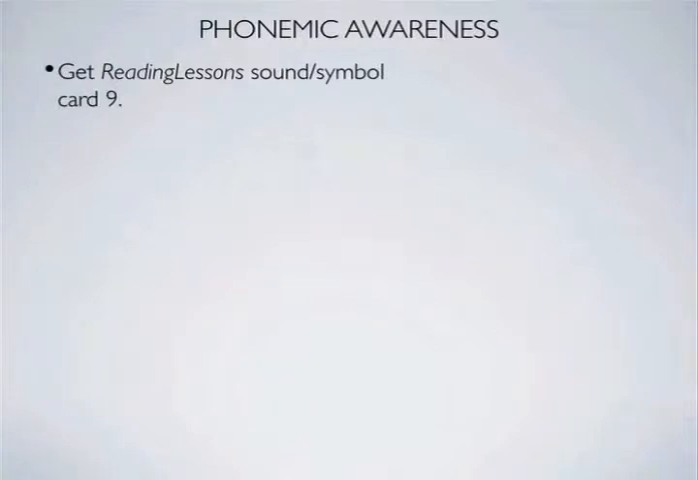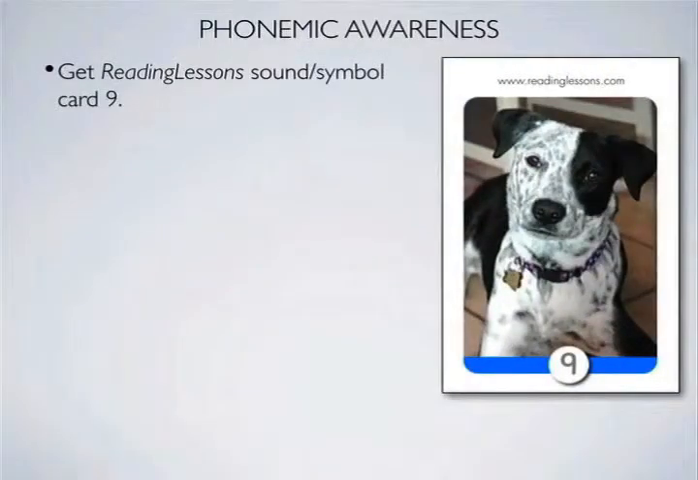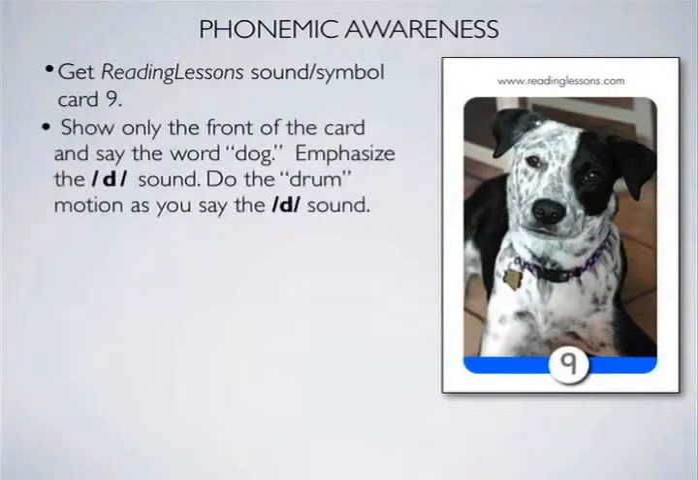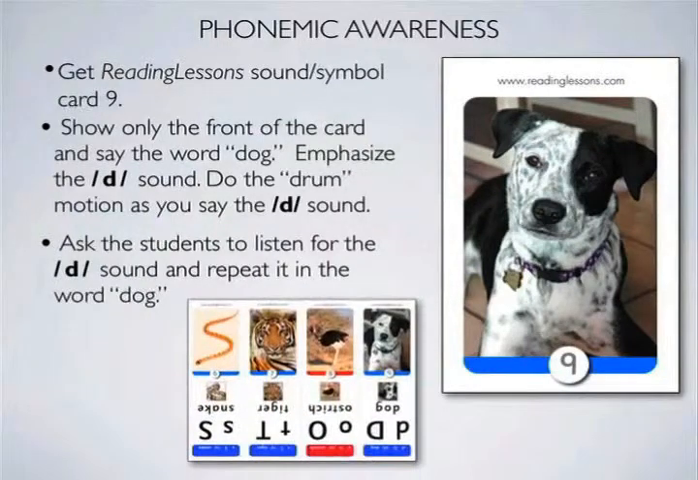Get Reading Lesson Sound Symbol Card 9. Show only the front of the card and say the word dog. Emphasize the D sound. Do the drum motion as you say the D sound. Ask the students to listen for the D sound and repeat it in the word dog. Instructions on how to assemble the cards are in the online lesson plan.